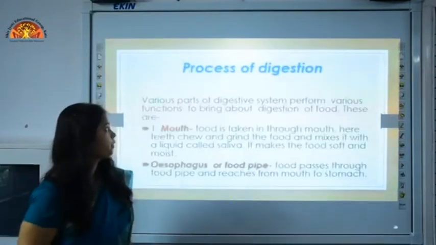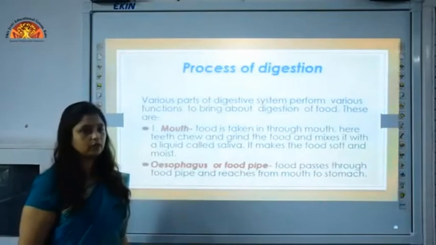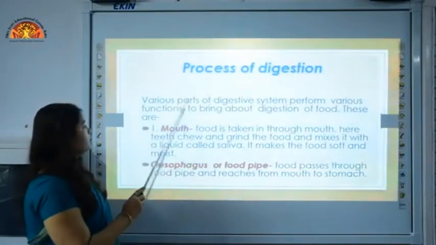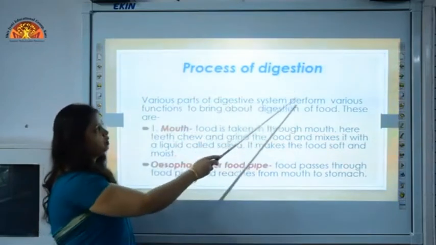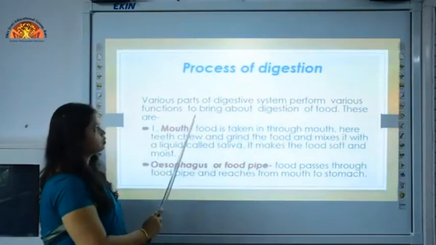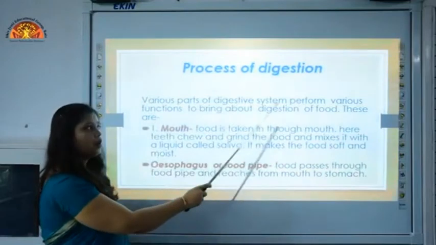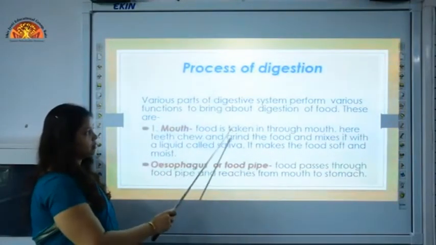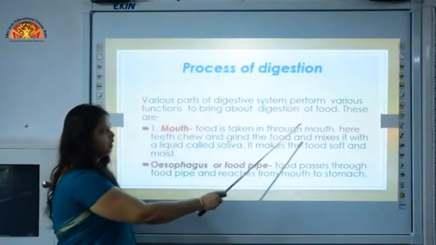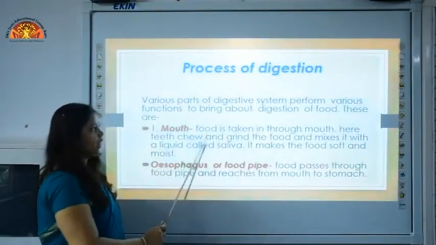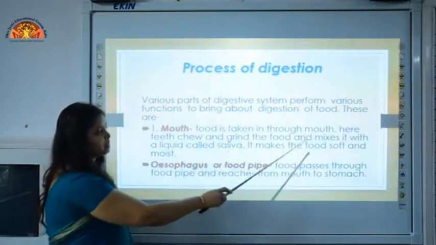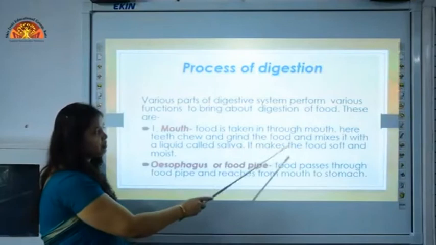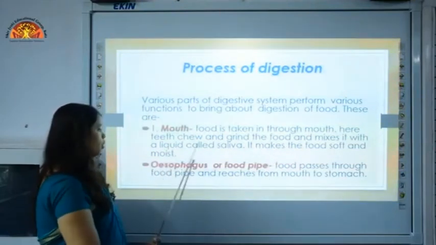Now we come to the process of digestion. Here we will also study the different organs of digestion. Various parts of the digestive system perform various functions to bring about digestion of food. These are, first of all, the mouth. Food is taken in through the mouth. Here teeth chew and grind the food and mix it with a liquid called saliva. It makes the food soft and moist.